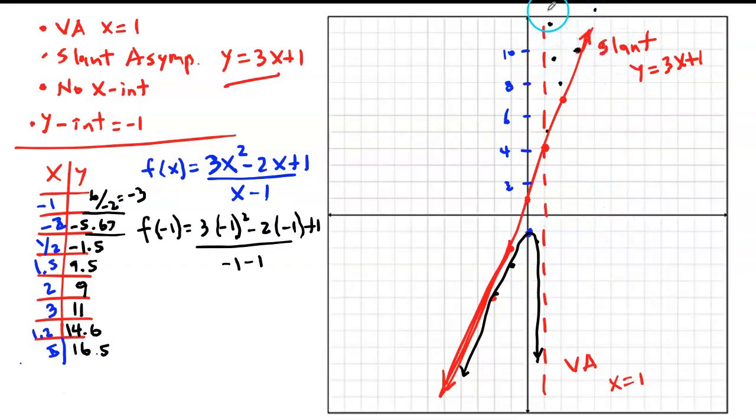So the idea is that this graph curves and goes back. Somehow there's some symmetry between those two asymptotes. And that should be my graph.